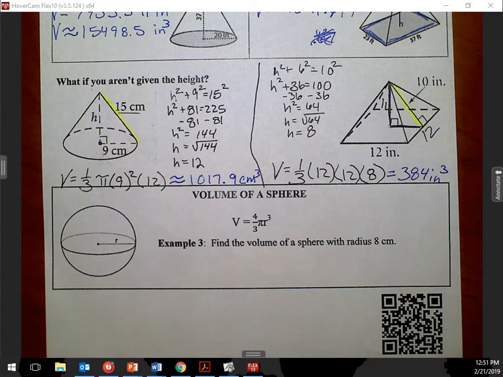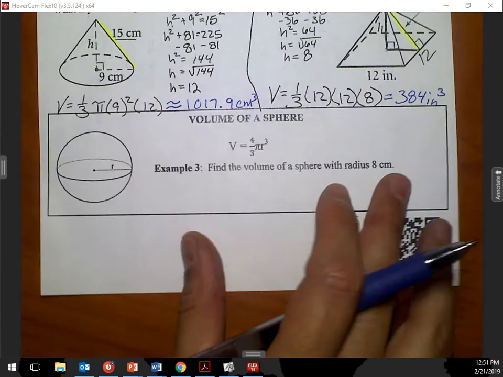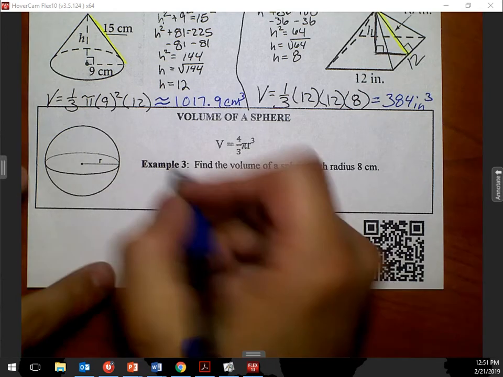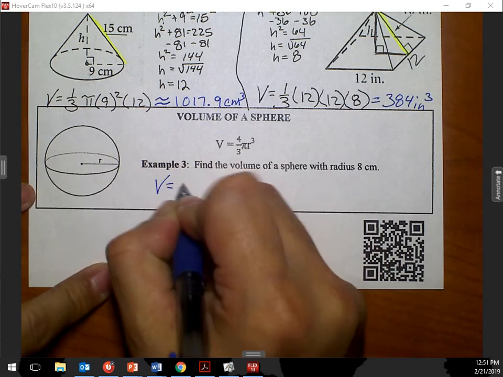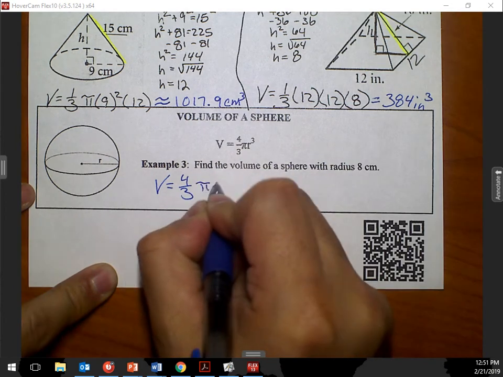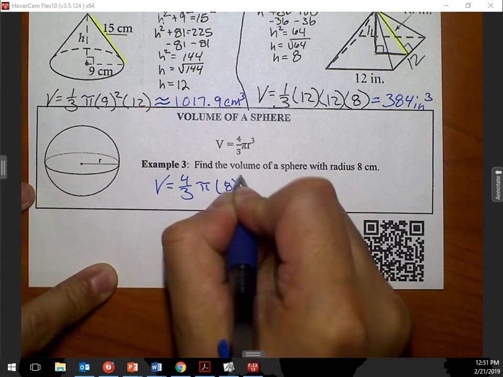Alright, so volume of a sphere. Here's the formula: 4/3 pi r cubed. Find the volume of a sphere with the radius of 8. Volume is 4/3 pi 8 cubed.